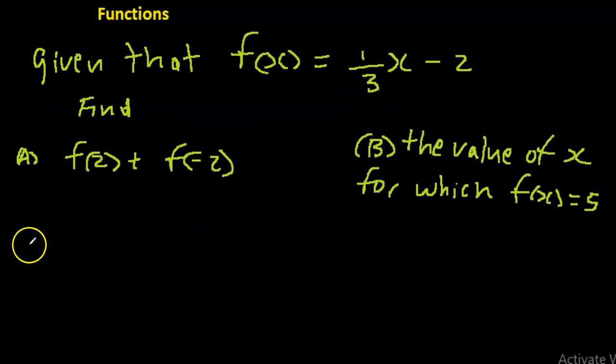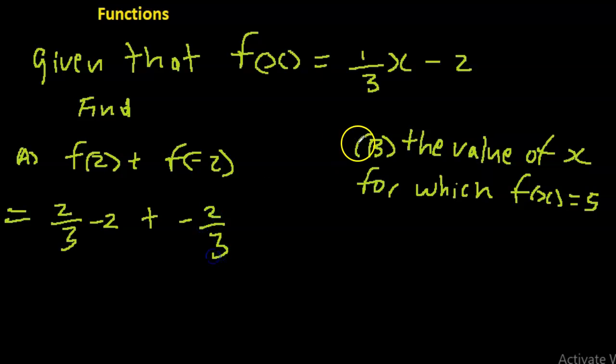f of x is 1/3 x minus 2. And we're asked to find f of 2 plus f of negative 2. So f of 2 means you replace the x with 2, right? So f of 2 would be 1/3 times 2, which is 2/3, minus 2. Plus f of negative 2 will be negative 1/3 times negative 2, right? That's negative 2/3. And then you have your minus 2.